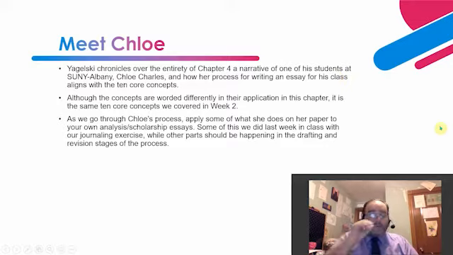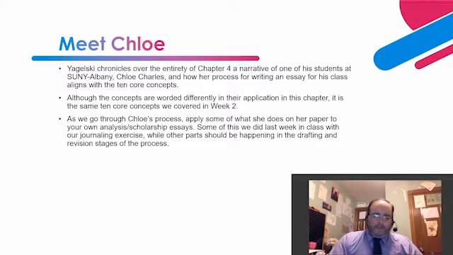Alright, so for the purposes of this entire chapter, which is chapter 4 in the textbook, if you need to follow along, Yagelski is going to be following one particular student that he had at SUNY Albany. Her name is Chloe Charles. And he'll be talking about how her process for writing an essay aligns with the 10 core concepts. Now, although in this chapter the concepts are labeled differently and worded differently, they are the same as the ones that we covered in week 2.